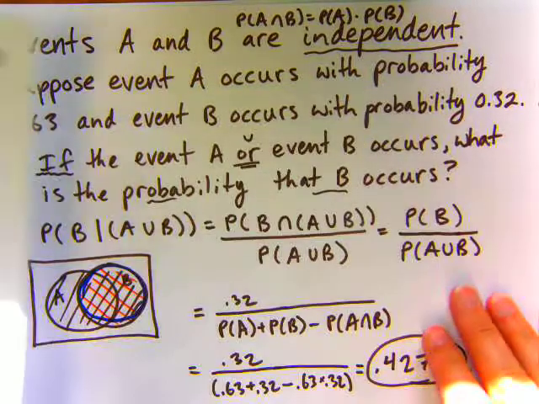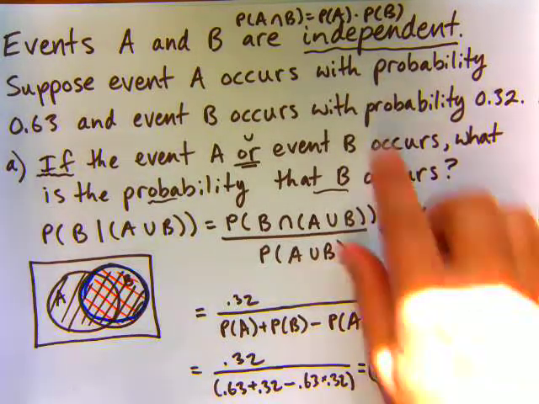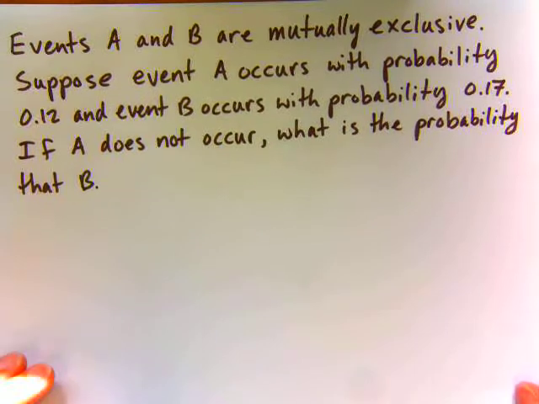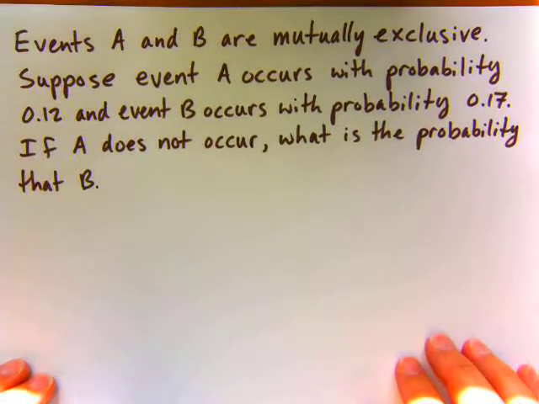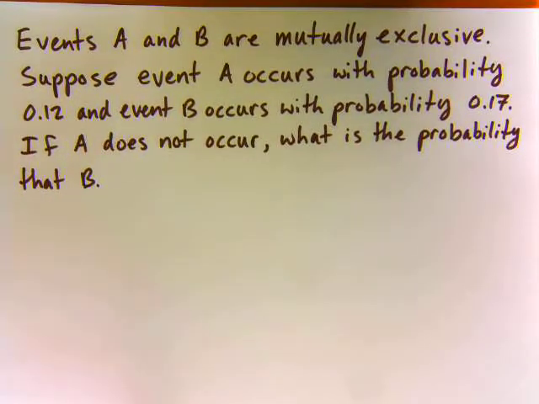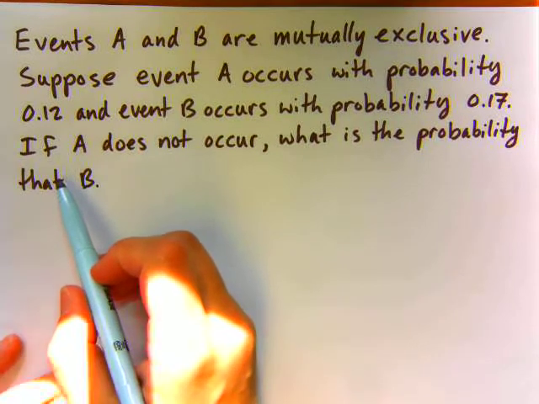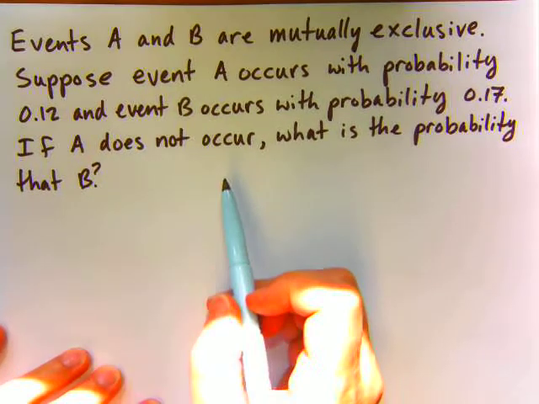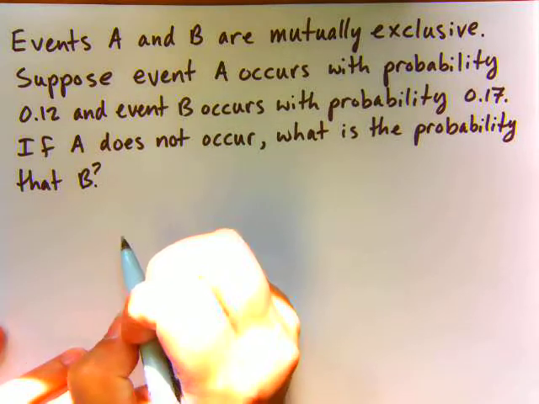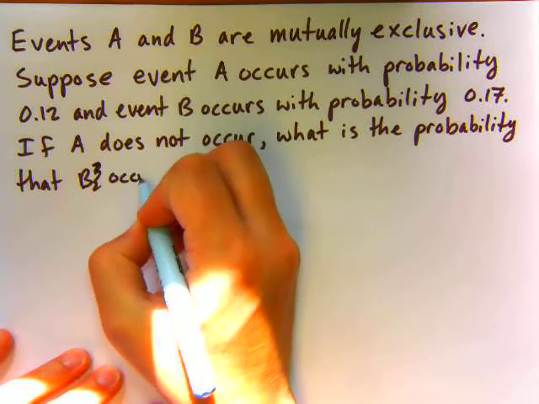Now, if two events are mutually exclusive, that's not the same thing as independence. So let's do an example real quick when two events are mutually exclusive and look at the difference there. Mutually exclusive events means that two events cannot occur at the same time. So let's suppose that A and B are mutually exclusive. Event A occurs with probability 0.12, and event B occurs with probability 0.17. And here's our question: if A does not occur, what is the probability that B occurs?